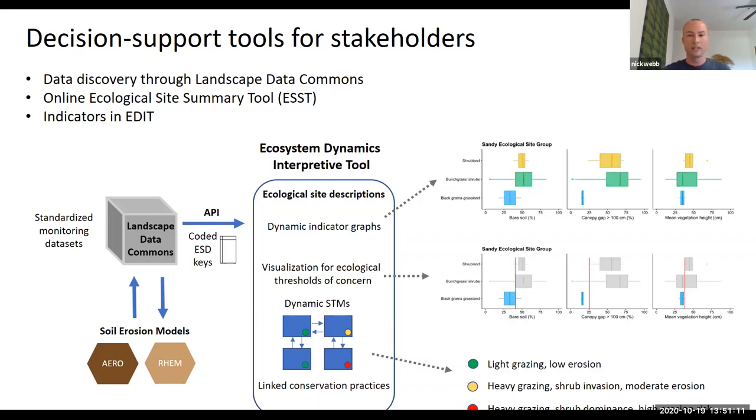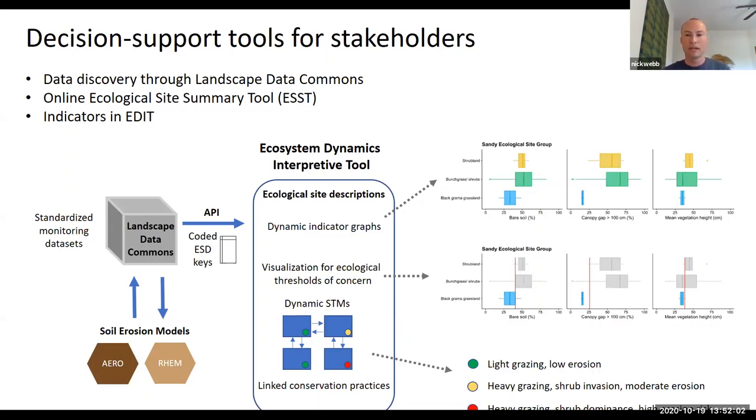The diagram here illustrates the workflow that we're starting to develop. We've linked our erosion prediction models to the Landscape Data Commons and the various other indicators in there. And we're now looking at how, through coded ecological site keys and APIs, we can link the monitoring indicators to ecological site descriptions, providing users with dynamic graphs of various indicators, enabling them to visualize where ecological thresholds of concern might be associated with state changes, as well as developing a simple traffic light system to show which vegetation states within an ecological site might have an erosion concern and which conservation practices might be most appropriate for addressing that.